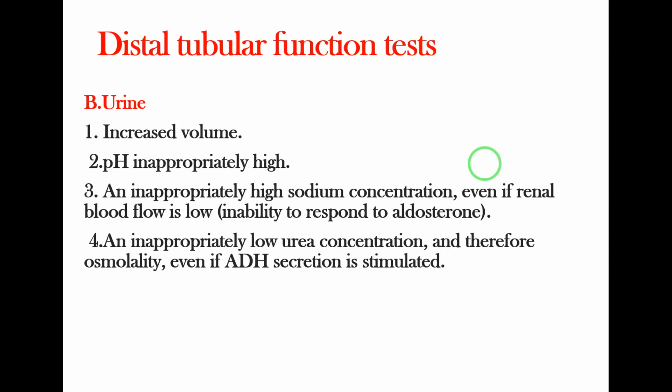In the urine, you also have increased volume of urine because of the defect in the reabsorption of water that occurs in these segments. And there will be a defect in the acidification, so the pH will be inappropriately high, tending to be alkaline. Because of the inability to respond to aldosterone, the urine contains a high concentration of sodium, and there will be a low urea concentration. Because the urea concentration is low, the osmolality also will be low, because the osmolality depends on the number of solutes. These are the findings in case we have a distal tubular function defect.